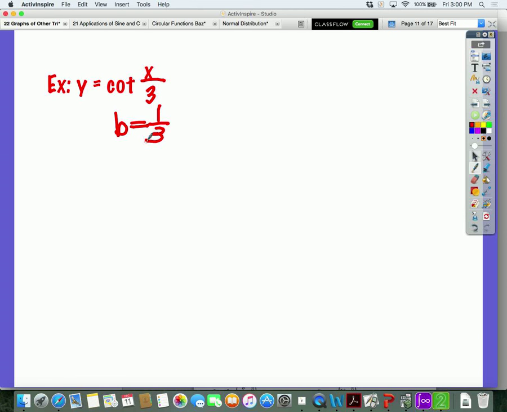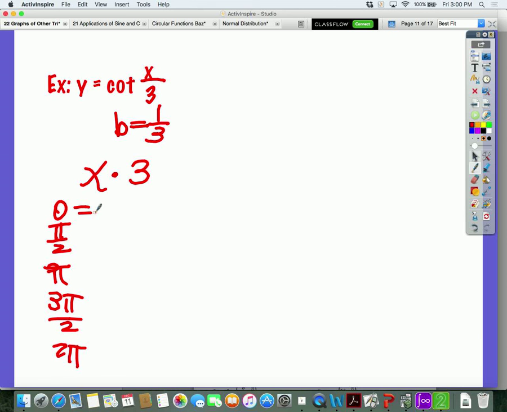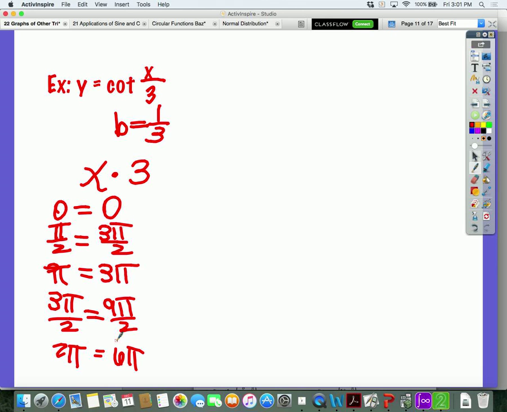That means which variable is getting multiplied? The x, multiplied by what? 3. So that means that all of those x's at pi over 2, pi, 3 pi over 2, and 2 pi all get multiplied by 3, just like before. So 0 will still stay 0, but pi over 2 will become 3 pi over 2. Pi will become 3 pi. 3 pi over 2 will become 9 pi over 2, and 2 pi will become 6 pi. Okay? Just like before.